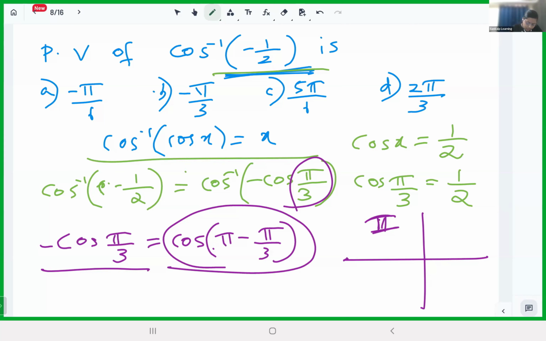Okay. So we have applied the reduction formula and changed this minus cos pi by 3 as cos of pi minus pi by 3. Both values are the same. Cos of pi minus pi by 3 means it is negative. Okay, since cos is negative in the second quadrant, it is negative cos pi by 3. All right. Okay. So now we can apply the property, isn't it? How will you do that?